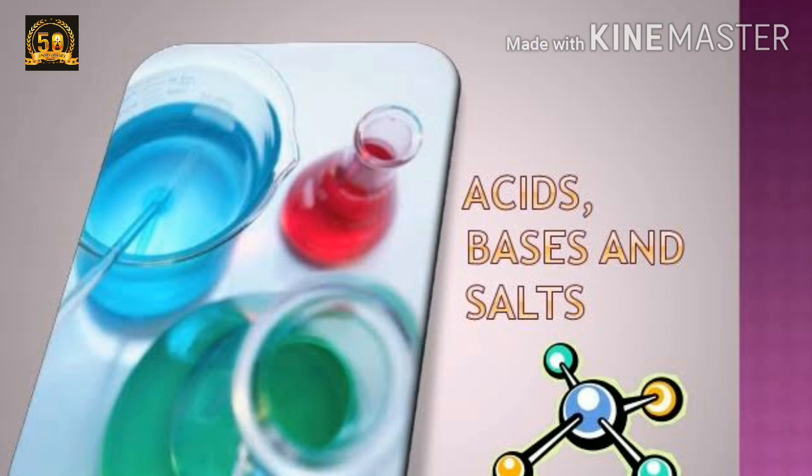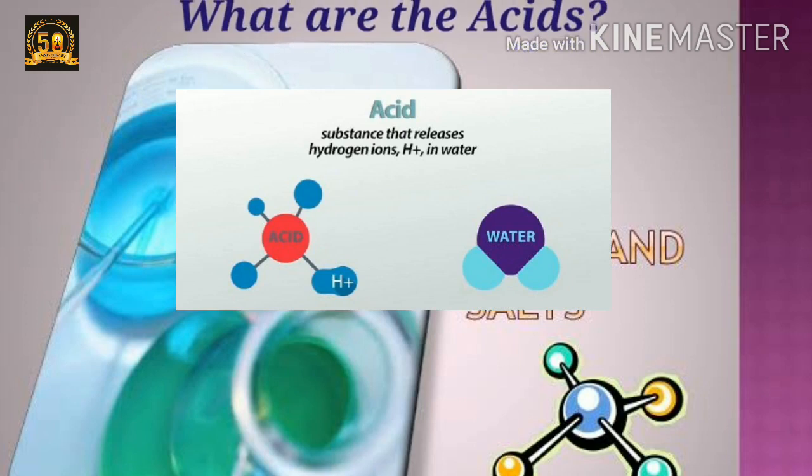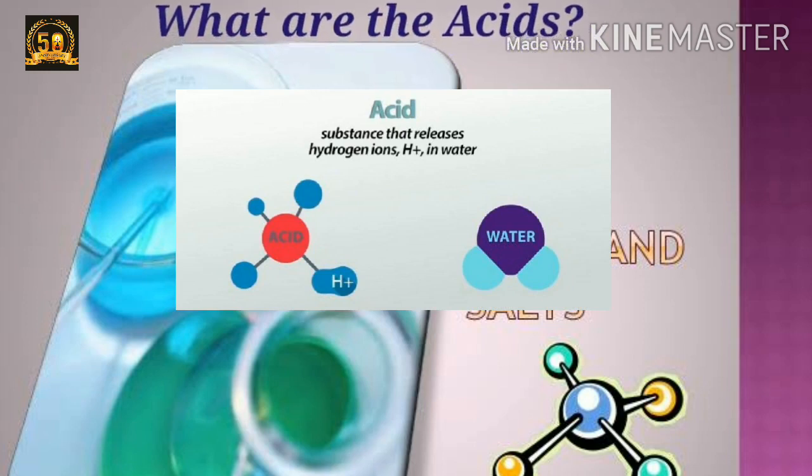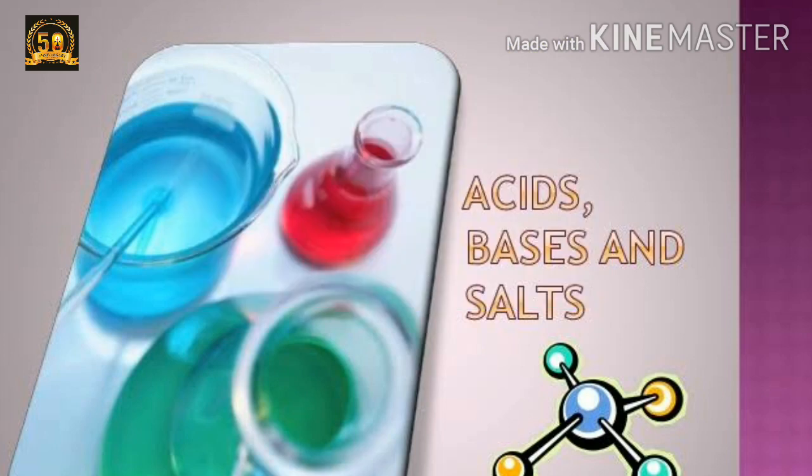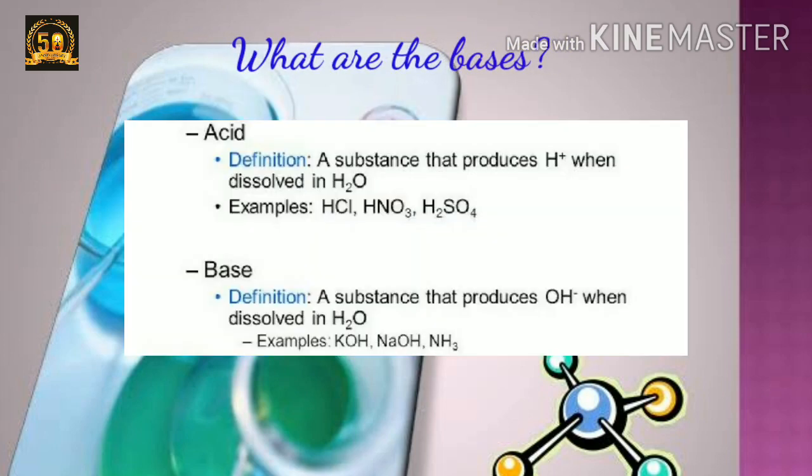Acids are substances which give H plus ions. When an acid reacts with water molecules, it produces H plus ions or hydronium ions, and bases are those that produce OH negative ions. Examples of acids are HCl, hydrochloric acid, H2SO4, sulfuric acid, and HNO3, nitric acid. Bases are those that produce OH negative ions, for example, potassium hydroxide and sodium hydroxide.